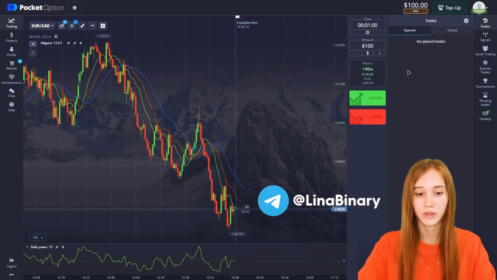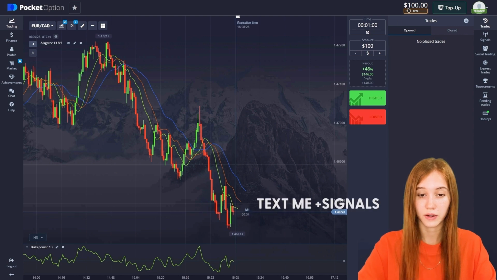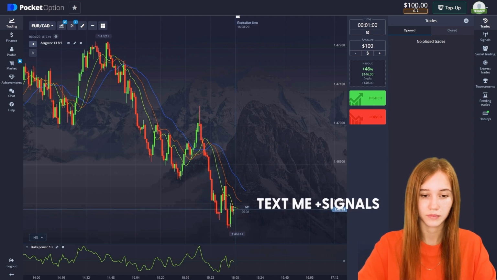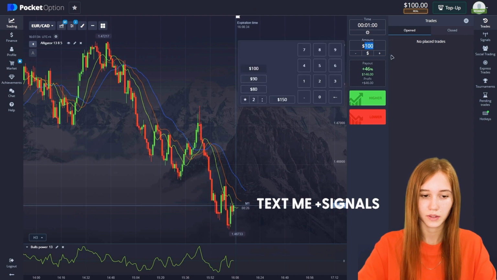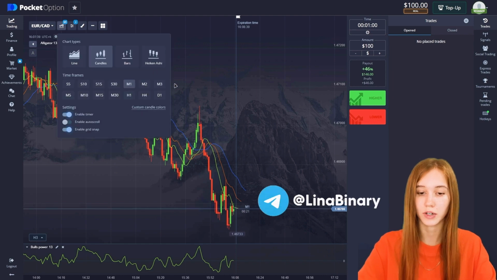So $100 is the deal amount for today. There will be minute trades, and let's start our trading. There will be minute trades, as I said. Therefore, we include the minute time frame and candles.